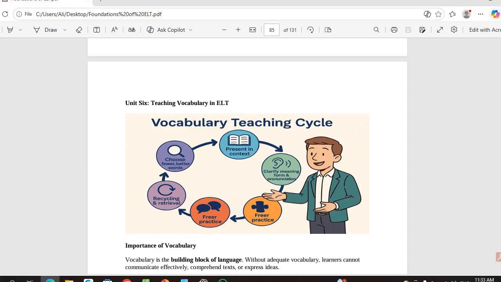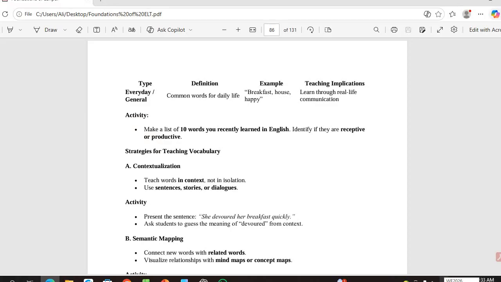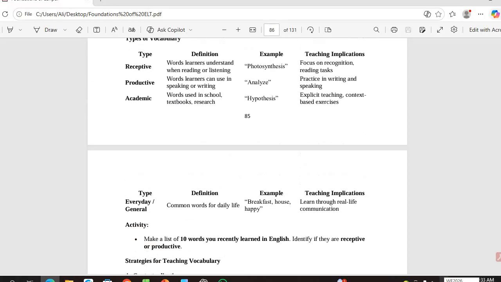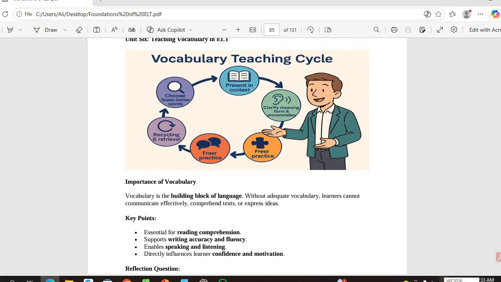Now we come to how we teach vocabulary: the teaching cycle. Oh my god, what is this? You present it in context, not in isolation. You clarify meaning and pronunciation. You give them practice, recycling, retrieval, and then choose fewer, better words. You choose words, you present them, you check their pronunciation, and so on.